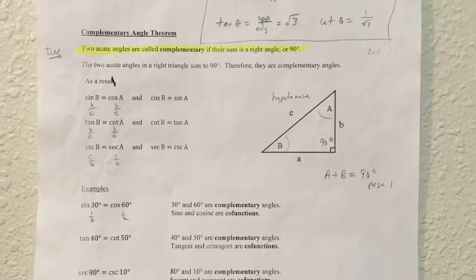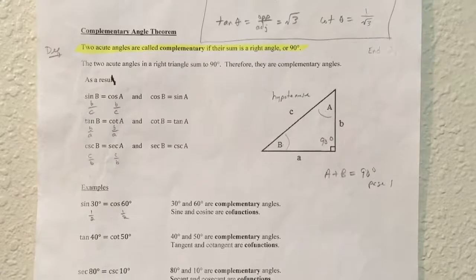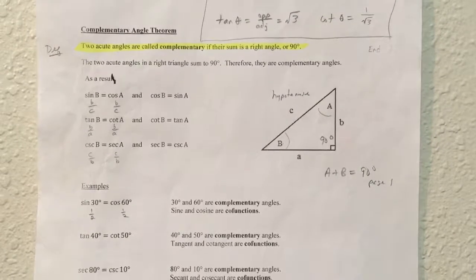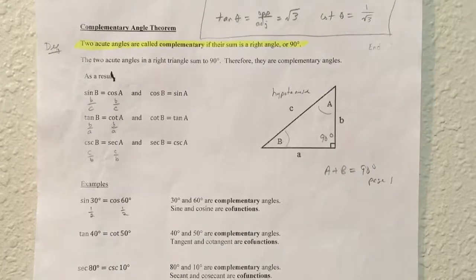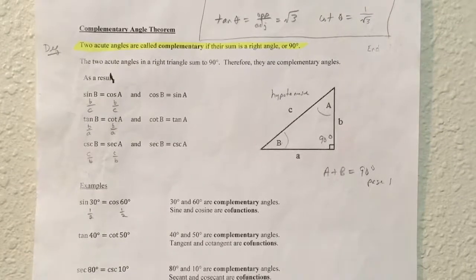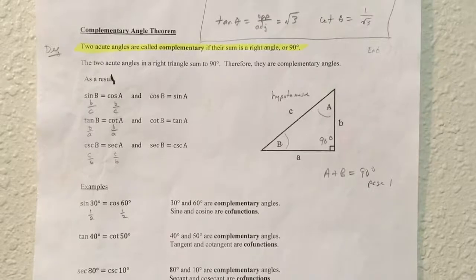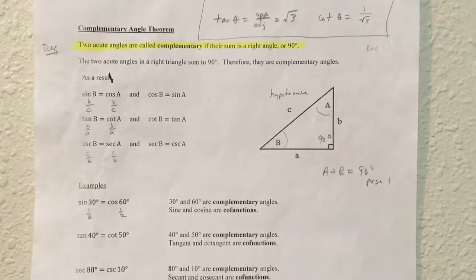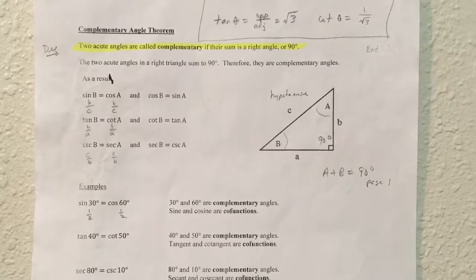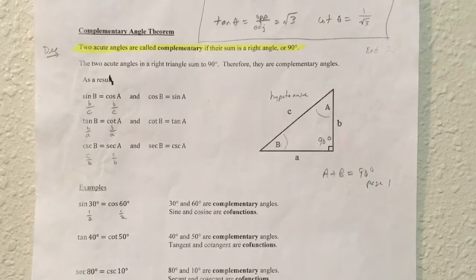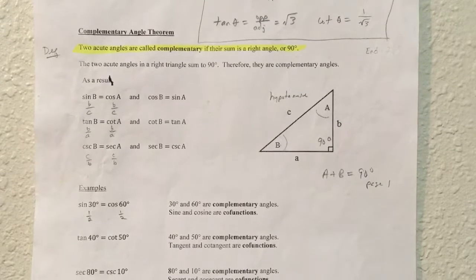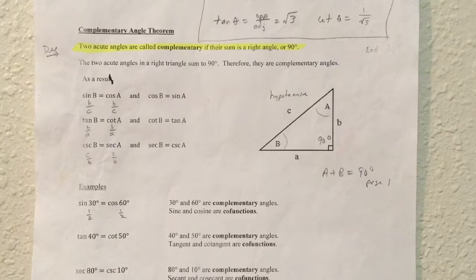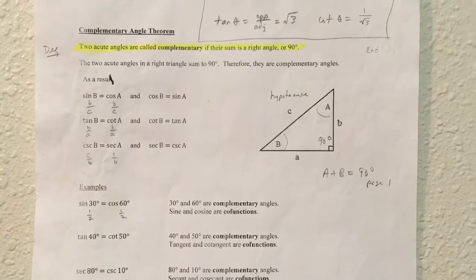Okay, class, in this video, we talk about the complementary angle theorem, which has to deal with the sum of two acute angles that add to 90 degrees. So let's begin by defining a complementary angle. You know that an acute angle has a measure between 0 and 90 degrees. Well, if we have two acute angles that add to 90 degrees, they are called complementary angles.